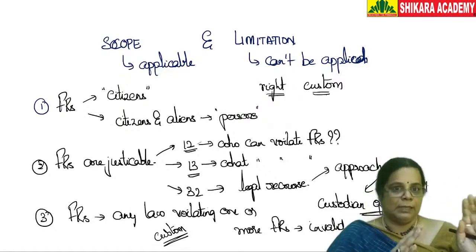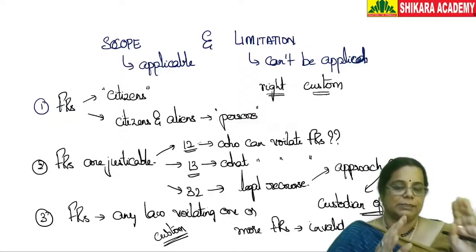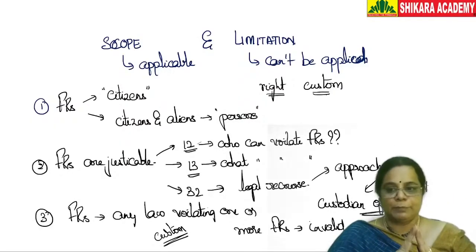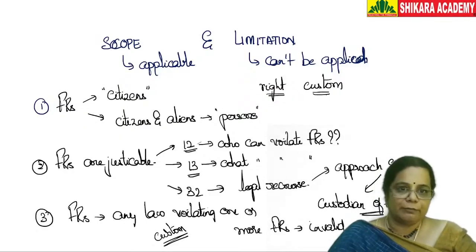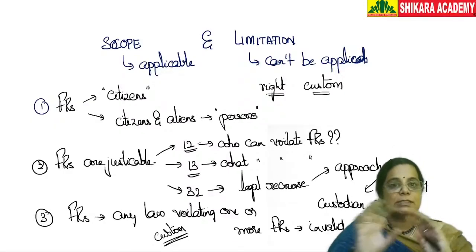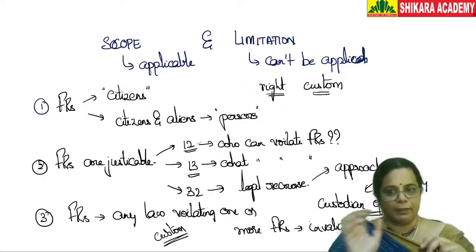But if it is not an essential practice, then undoubtedly the rights are more important than the custom. For example, a custom like sati is a violation of right to life. So if sati happens, it is undoubtedly a violation of right to life. So this is how we look at the scope of fundamental rights.